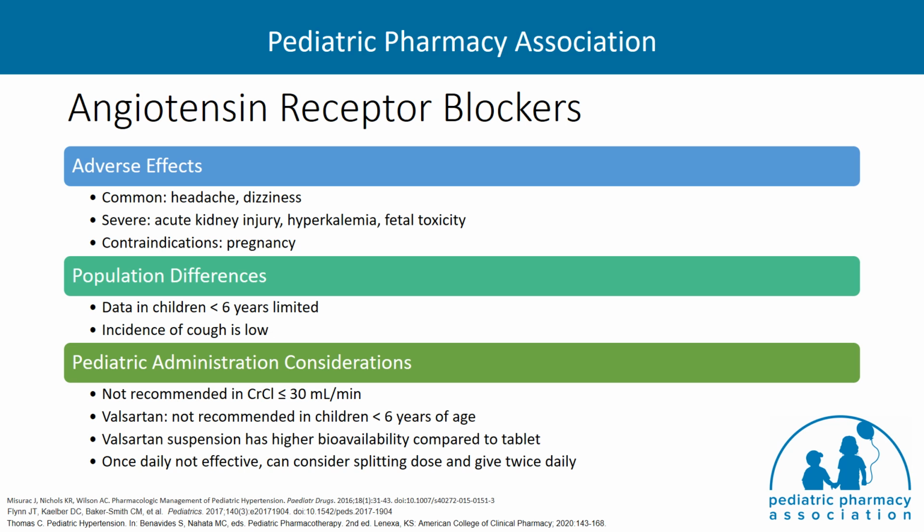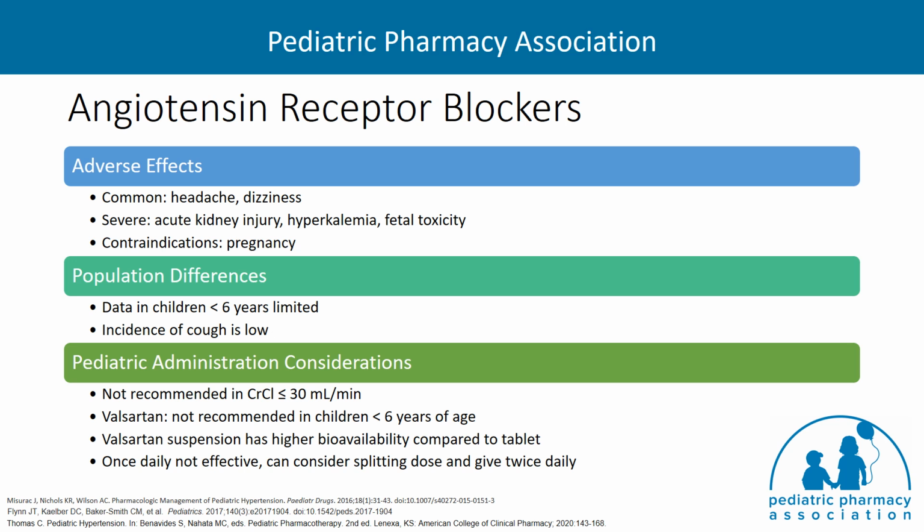Similar to the adult management of hypertension, you may switch to an ARB from an ACE inhibitor if a patient is experiencing cough, because it doesn't affect the bradykinin as much. Pediatric administration considerations, so generally not recommended with a creatinine clearance less than or equal to 30 mLs per minute. Valsartan is not recommended in children less than 6 years of age.